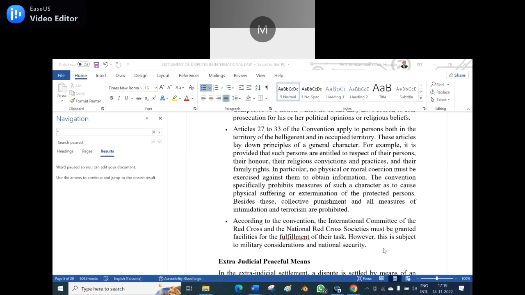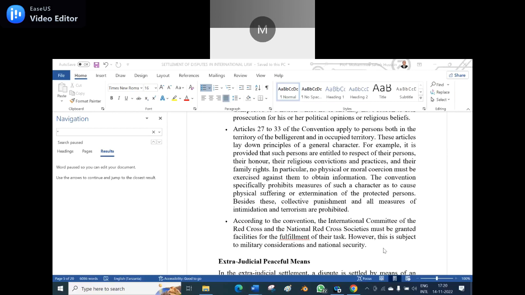or in the war or natural calamity. The Red Cross and the National Red Cross Societies, there is another society, must be granted facilities for the fulfillment of their task. Who are these? They are NGOs, but a society recognized by the UNO.